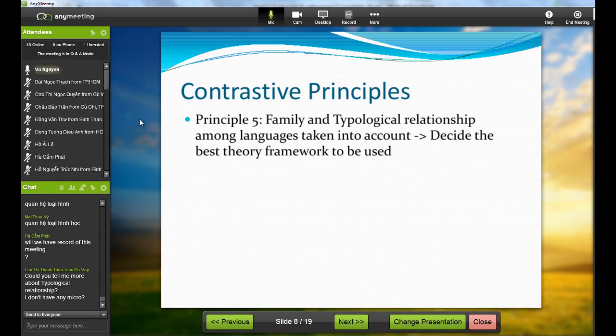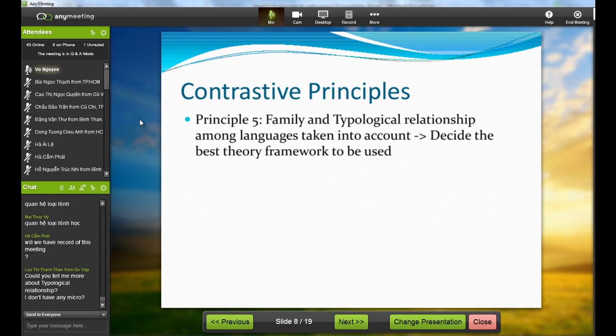All right. So Thảo wants to know more about typological relationship. What I mean is that when you describe languages, especially in terms of sounds or in terms of structures, it is useful to start from the typologies.